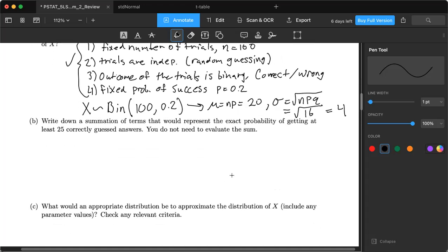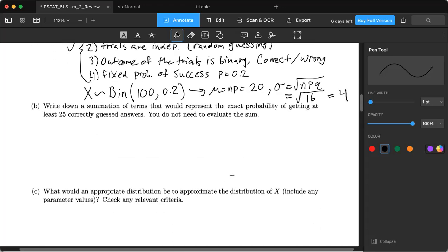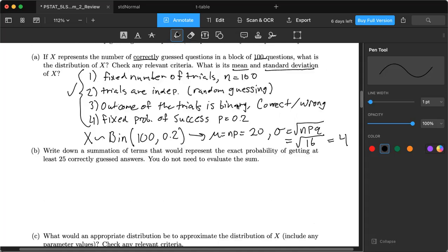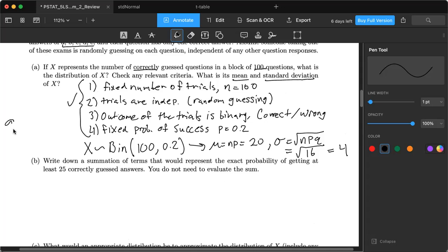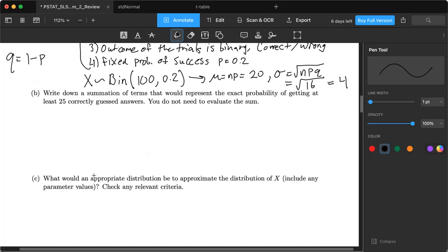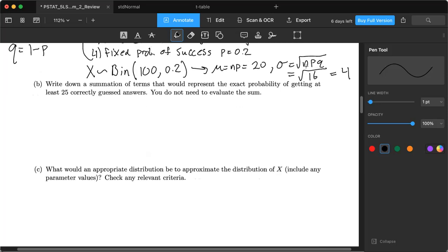Part B says to write down a summation of terms that would represent the exact probability of getting at least 25 correctly guessed answers. And let's see. So somebody asked, what is q? And that's a good question. So q, I'll write that better. q is just shorthand notation for 1 minus p. So the opposite of the probability of success, the probability of failure. So n was 100, p was 0.2, which means q was 0.8.